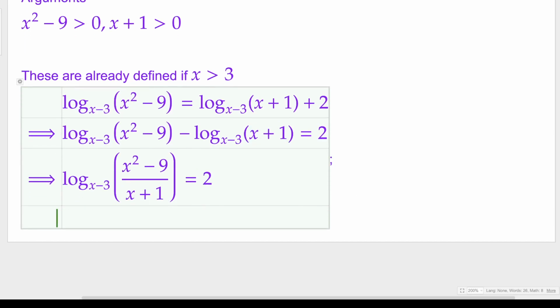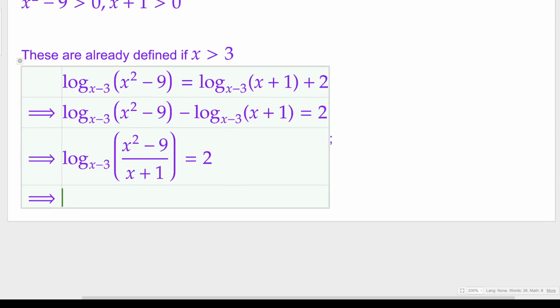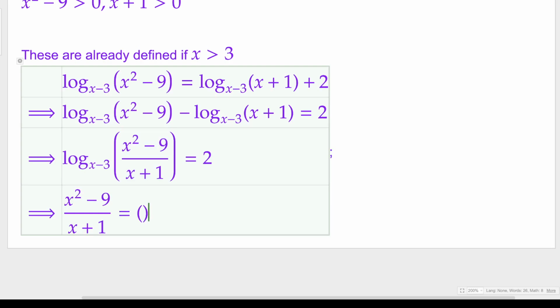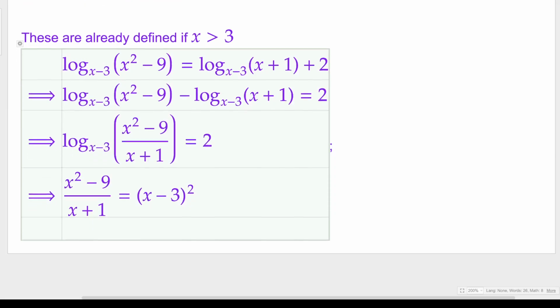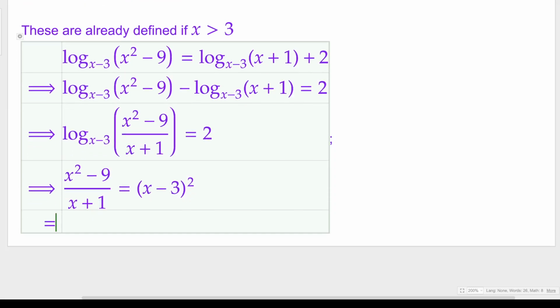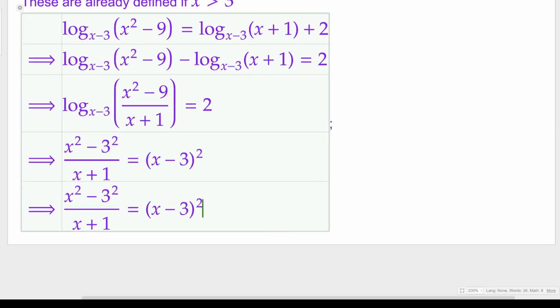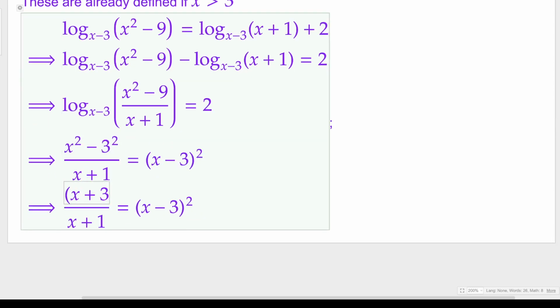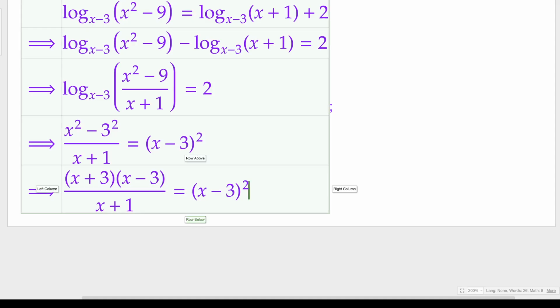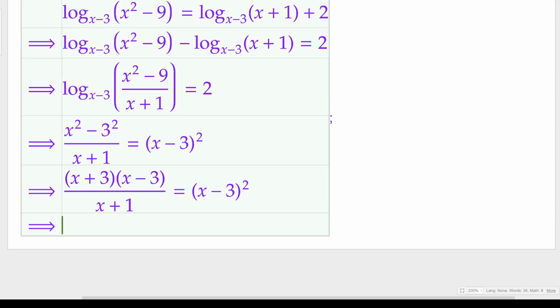Now we'll convert this logarithmic format into exponential form. So this can be written as x square minus 9 divided by x plus 1 equals x minus 3 whole square. Now further, in x square minus 9, instead of 9 I can write 3 square, and apply the formula of a square minus b square. So this can be written as x plus 3 times x minus 3, right? On resolving this further, x plus 3 stays as it is, and if you observe x minus 3 here and x minus 3 whole square here, this term gets cancelled out. So this is x minus 3 only once, and x plus 1.